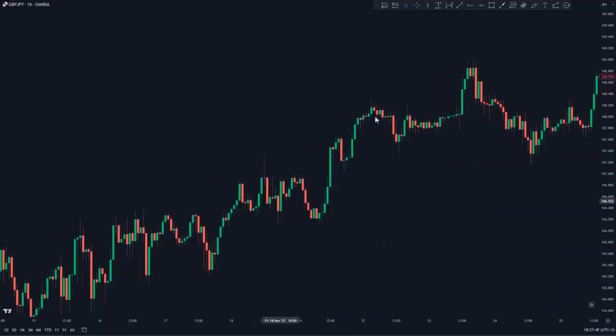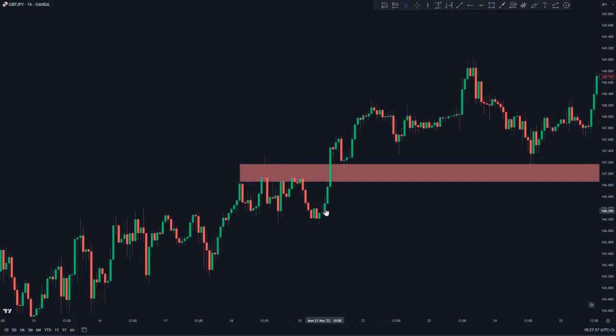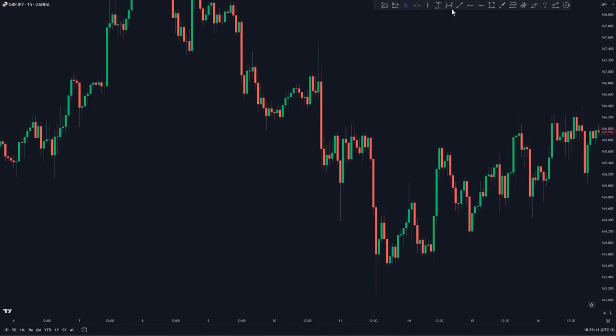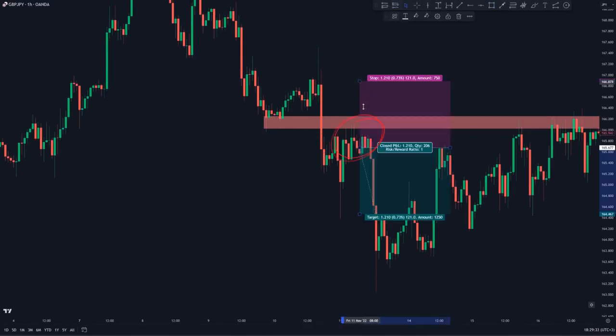To take a long trade, you identify a resistance zone, wait for the price to break and close above the zone, and then enter a long trade on its retest. For a short trade, identify a support level, wait for the price to break and close below the zone, and then enter your short trade on the retest of the zone.